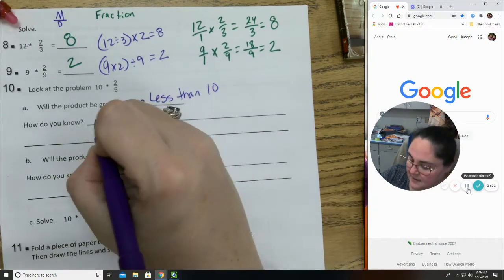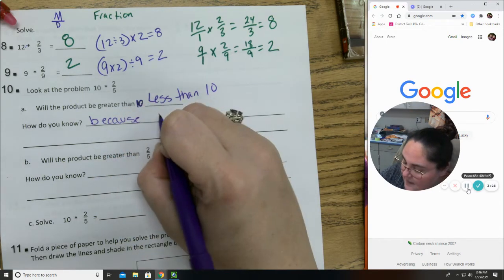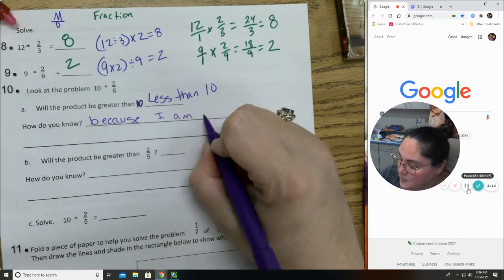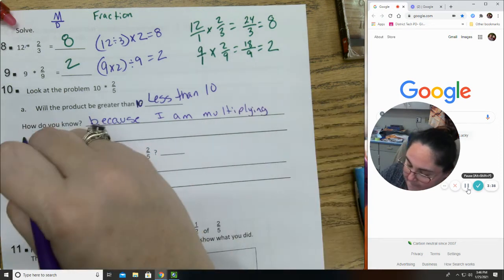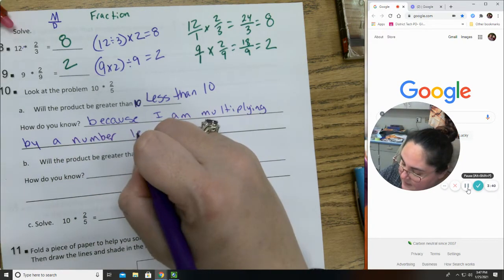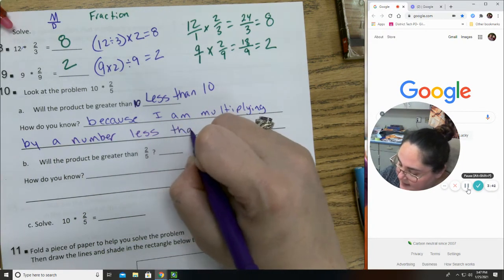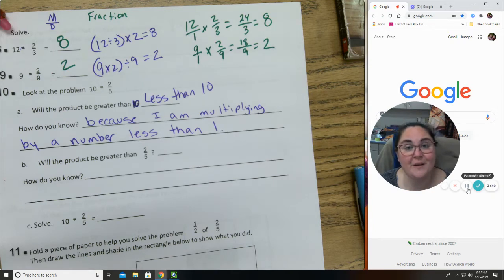How do you know? Because I am multiplying by a number less than 1. So I take that number 10 and I multiply it by a number less than 1. It's multiplied by a fraction, so my answer is going to be smaller than the original. Smaller than the original.